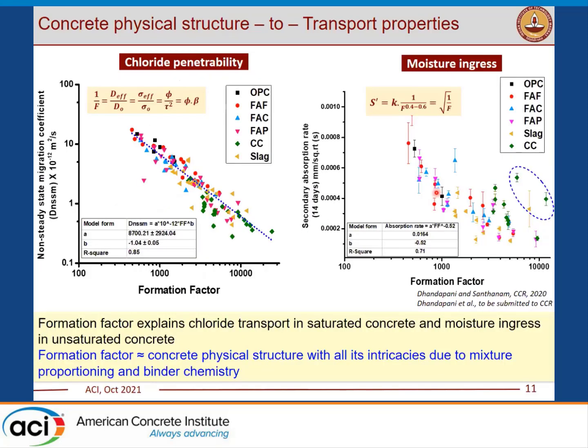Well, the use of formation factor can give a much better trend to explain both chloride transport in saturated concretes and moisture ingress in unsaturated concretes. So with all the intricacies that could be present due to mixture proportioning and binder chemistry, we do feel that formation factor captures the physical state of the cementitious system much better with respect to its transport performance.